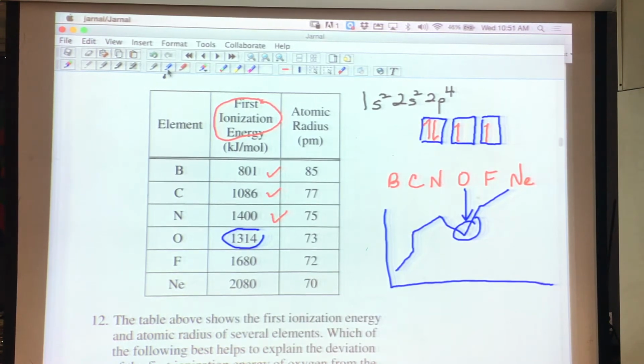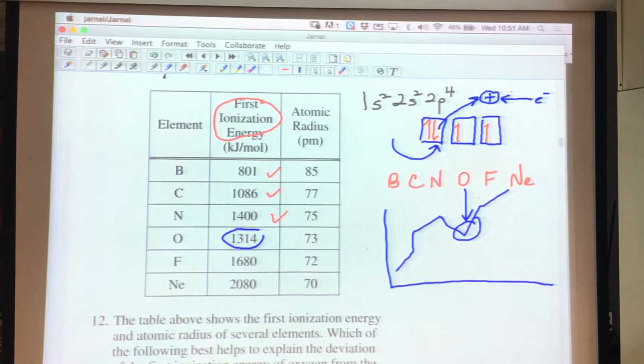Because oxygen is the first place where we have to pair up electrons, it's the electron-electron repulsions that make this electron feel the nucleus less. Think about it. If electrons are pushing back on me, here's my nucleus, that's attractive force, here's an electron, I should be pulled in by the protons. But if there's another electron in red that is pushing me away, I feel that nucleus less, therefore I need less energy to be removed. So this can be removed easier because of that.